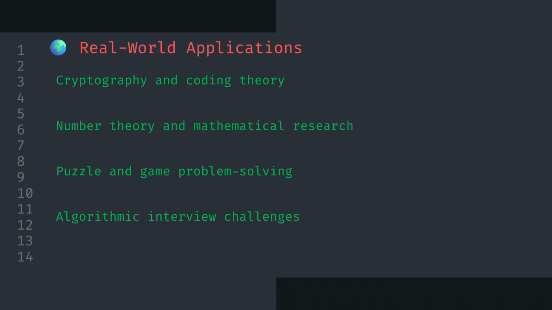Understanding how to represent numbers as sums of squares has applications in cryptography, algorithm design, and mathematics. It can also help solve certain puzzles or coding problems efficiently.